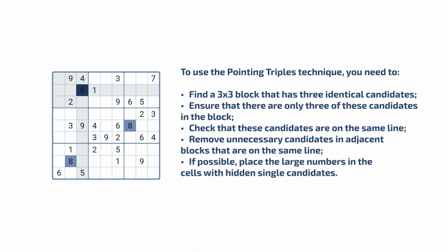To use the pointing triples technique, you need to find a 3x3 block that has three identical candidates. Ensure that there are only three of these candidates in the block. Check that these candidates are on the same line. Remove unnecessary candidates in adjacent blocks that are on the same line. If possible, place the large numbers in the cells with hidden single candidates.